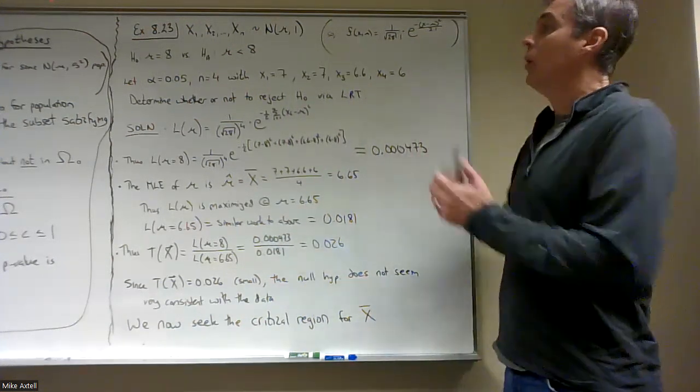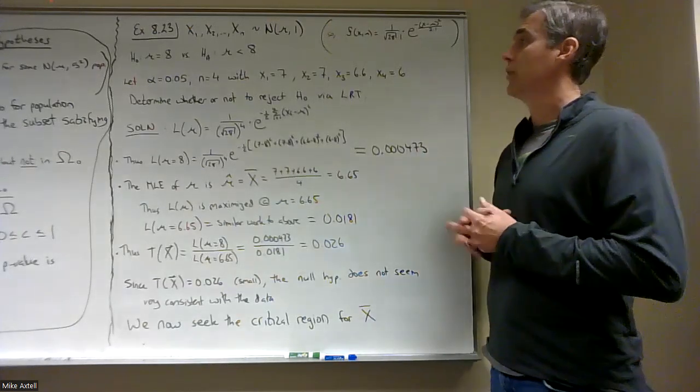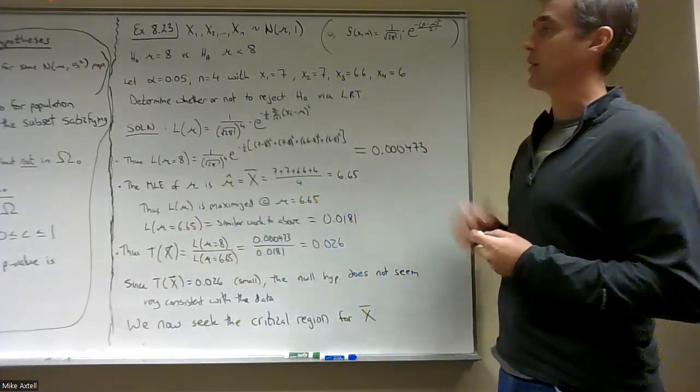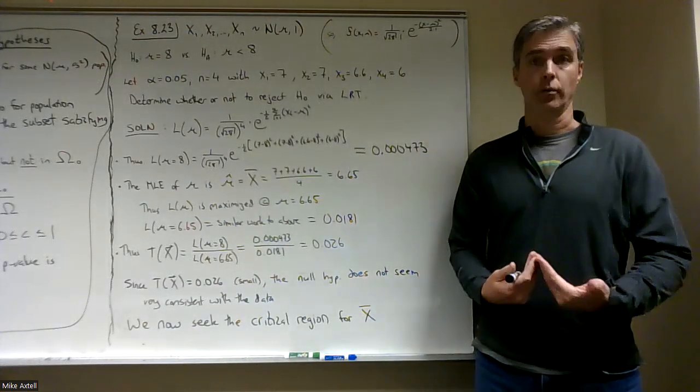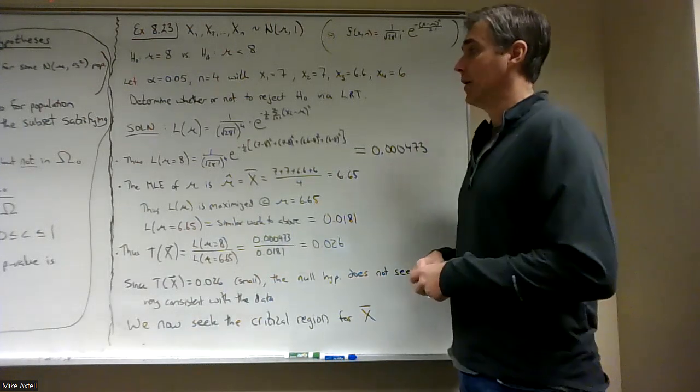All right. Well, so our goal is to determine whether or not to reject the null hypothesis via the likelihood ratio test. So what we're going to do is spend a lot of time figuring out a critical region.